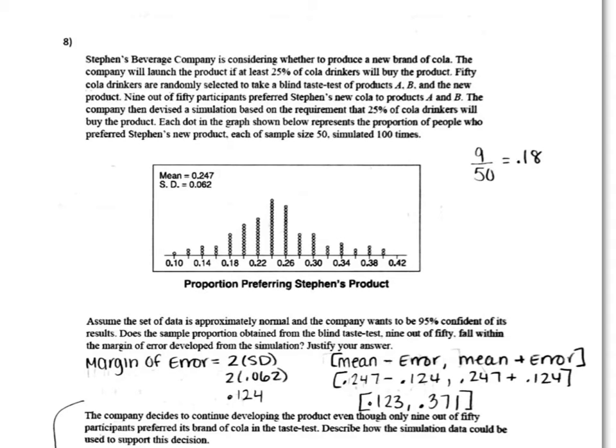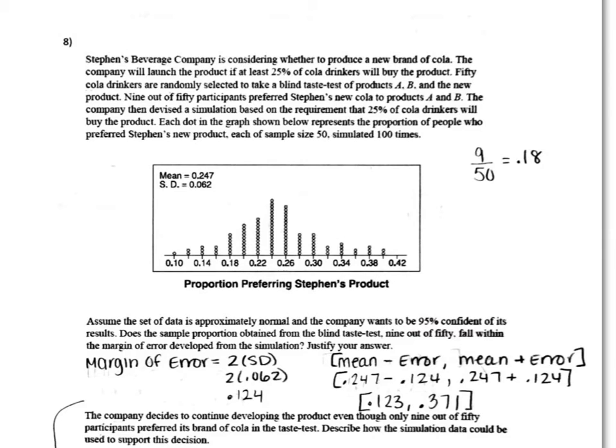The company then devised a simulation based on the requirement that 25% of cola drinkers will buy the product. Each dot plot in the graph below represents the proportion of people who preferred Stevens' new product, each of sample size 50, simulated 100 times. Okay, so now part A.